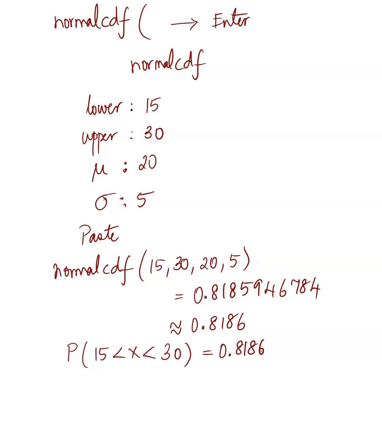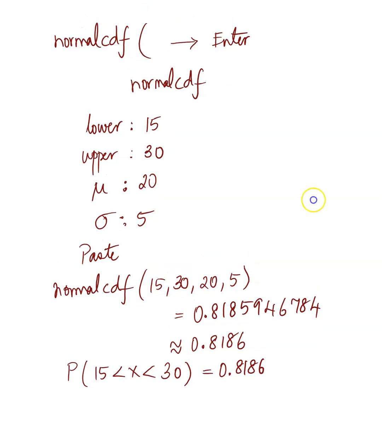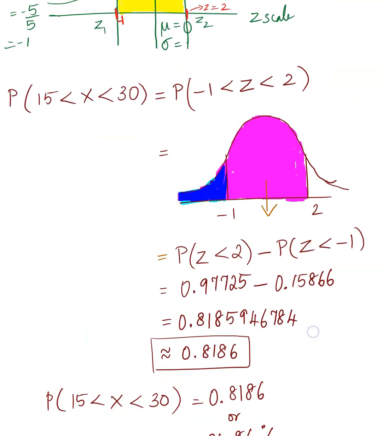So here the whole idea of this 0.8186 is that you are looking at an area in the middle around the mean, so that was 1 standard deviation on the left and 2 standard deviations on the right. I'm able to say this because of my z-score.